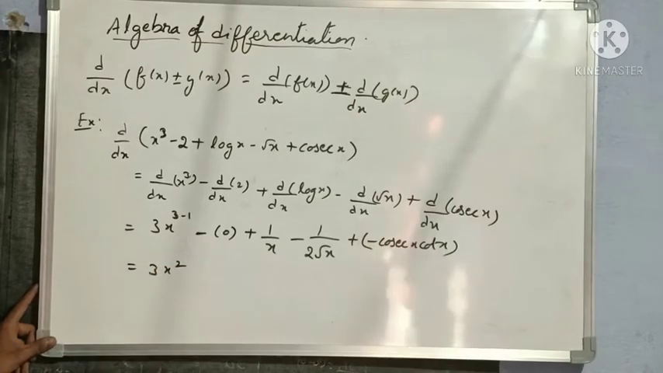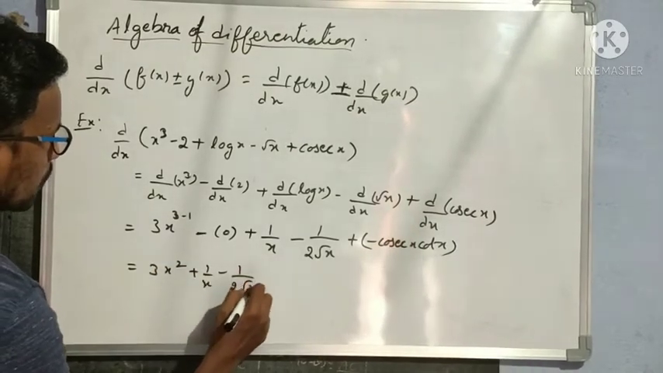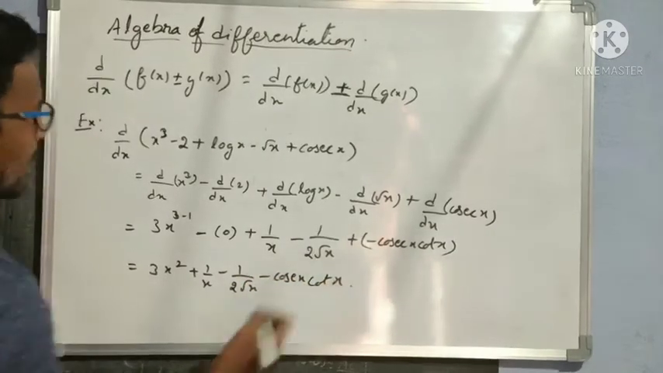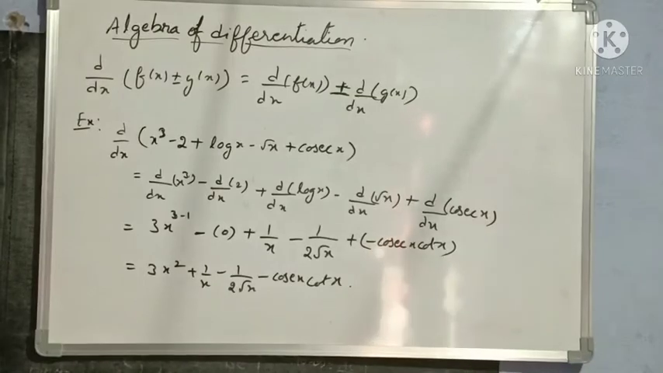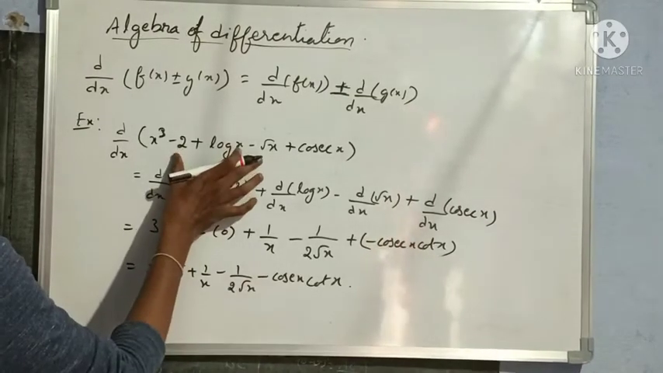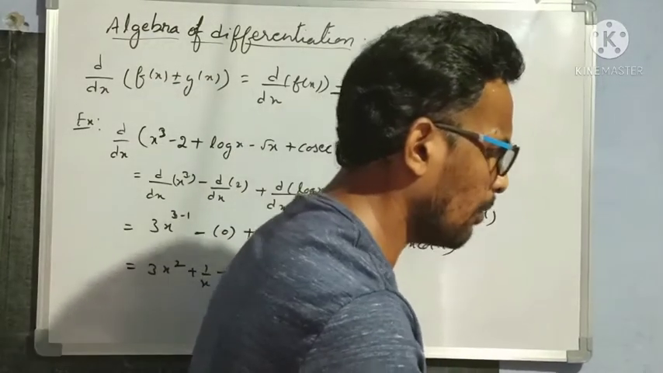Now if we simplify this, you will get 3 into x power 3 minus 1 is 2. So 3x square plus 1 by x minus 1 by 2 root x minus cosecant x cot x. This is our answer. So this is how we need to do differentiation when addition or subtraction of more than 2 or 3 functions is given in the question. I hope everybody understood now.